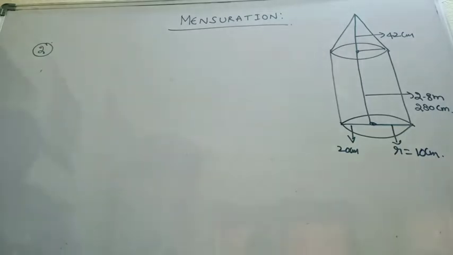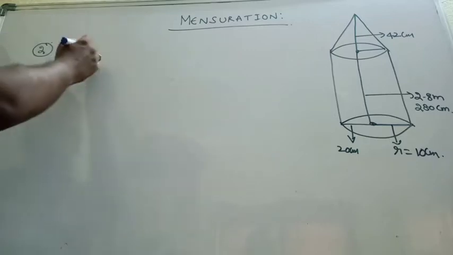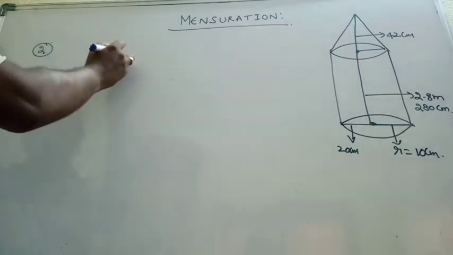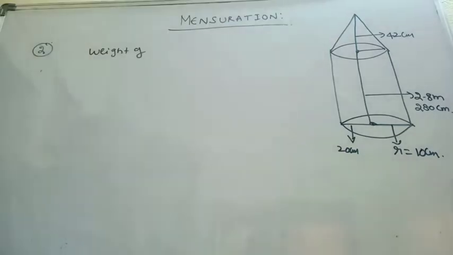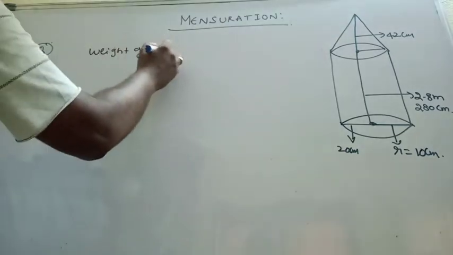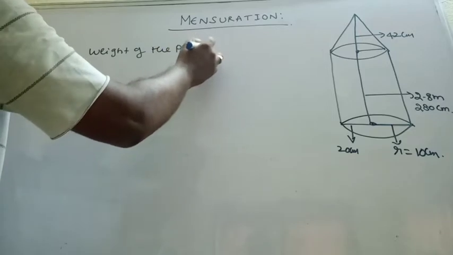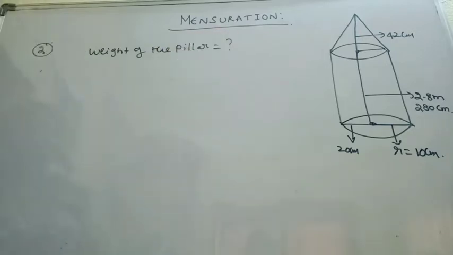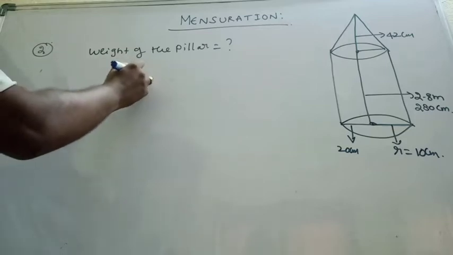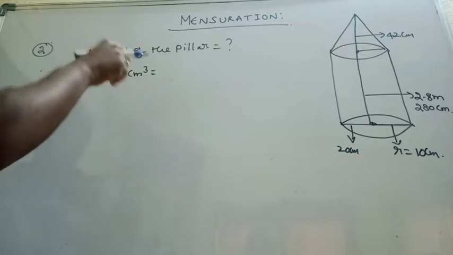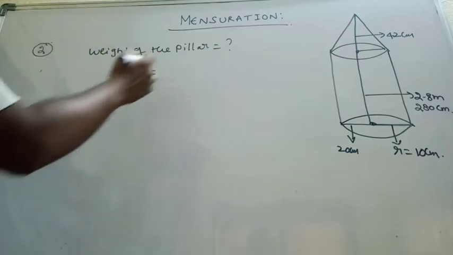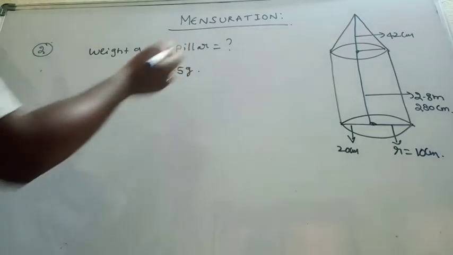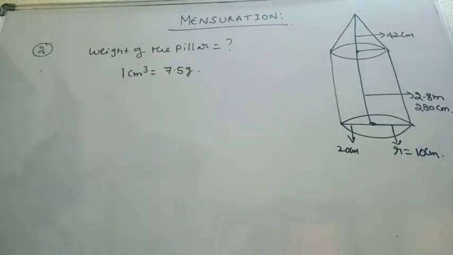They are asking to find the weight of the pillar. The pillar is in the form of this. Weight of the pillar is what we require to find. They have given that 1 cubic centimeter volume of iron weighs 7.5 grams. Now how will we do it? Let us first find the volume of this total thing. Volume into this, we will get the weight of the pillar.